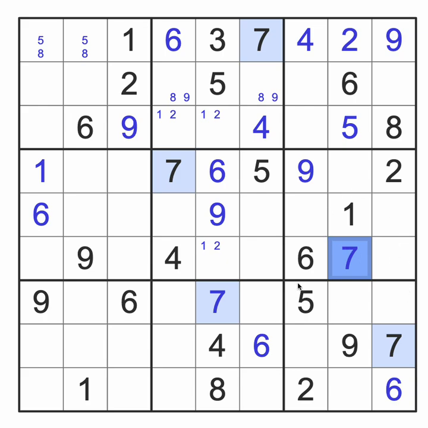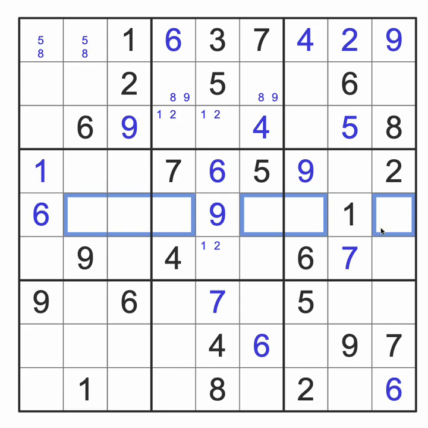3, 4, 5, 8, 8, 5, 5. Okay, so I'm still not sure if this is the easiest way to go. But let's look at row 5. So it only has 1, 6, 9. And in box 5, there are 4, 5, and 7, which have not been placed on row 5. So these two cells cannot be 4, 5, or 7.